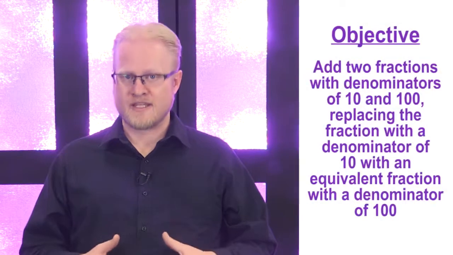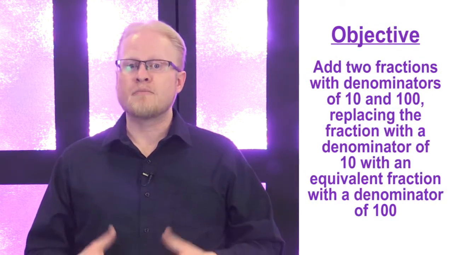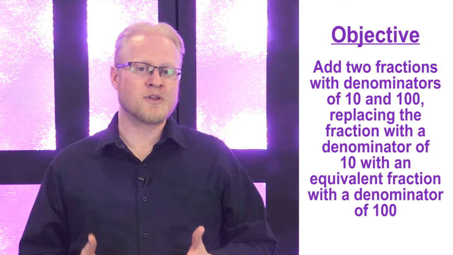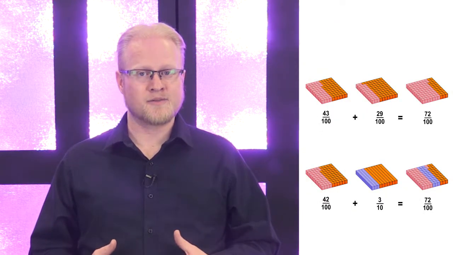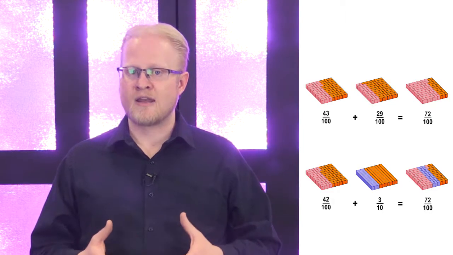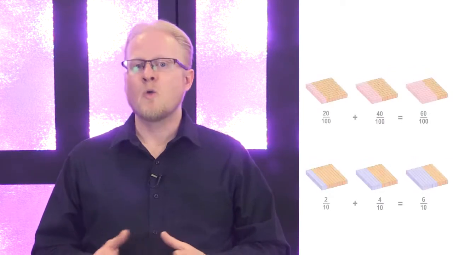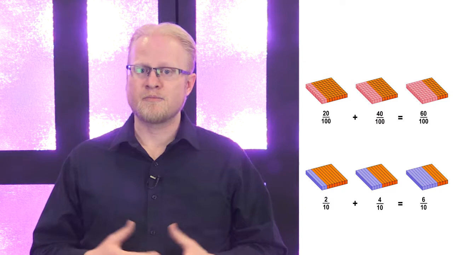The objective for this lesson was to add 2 fractions with denominators of 10 and 100 by replacing the fraction with a denominator of 10 with an equivalent fraction with a denominator of 100. We met this objective by reviewing the process to add fractions with like denominators. We then examined which addend could be changed for an equivalent fraction and calculated the sums. We also identified situations in which 2 solutions are possible by using base 10 models.